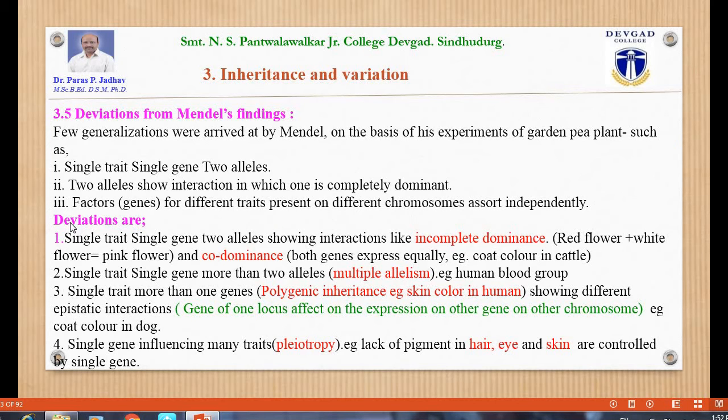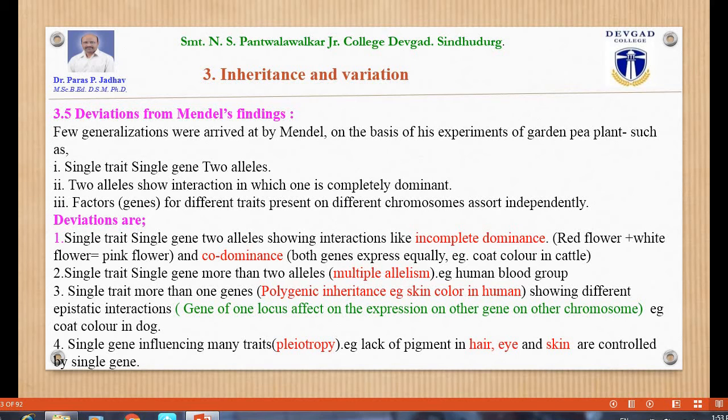Then next point is deviations. Mendel ने जे experiment केले होते त्याच्या पेक्षा वेगळे result plant मध्ये आणि animal मध्ये येऊ लागले. त्यामुळे त्या वेगळ्या येणाऱ्या result ला काय म्हटलेला आहे ते deviations. तर पहिला deviation जे आहे ते कोणते आहे बघा, single trait single gene two allele showing interactions like incomplete dominance.